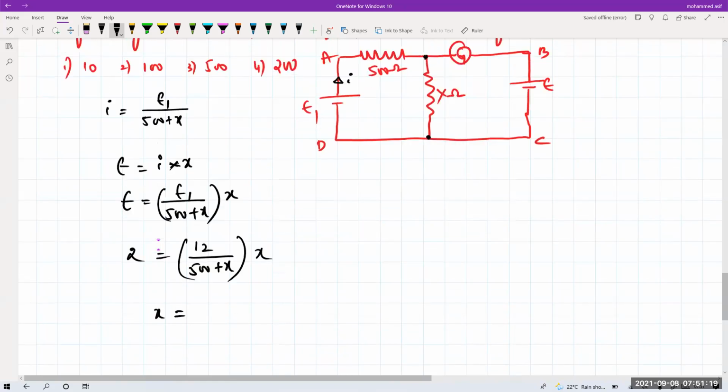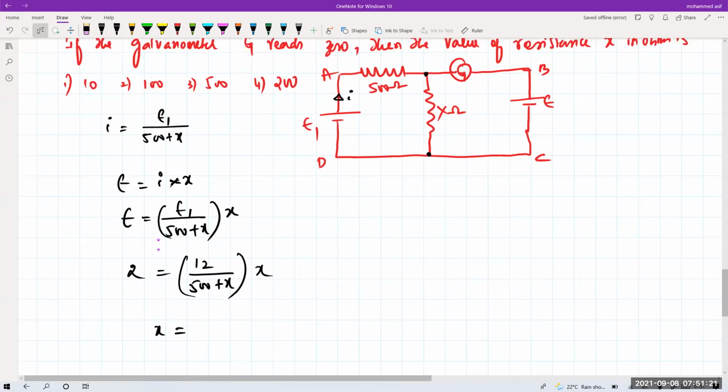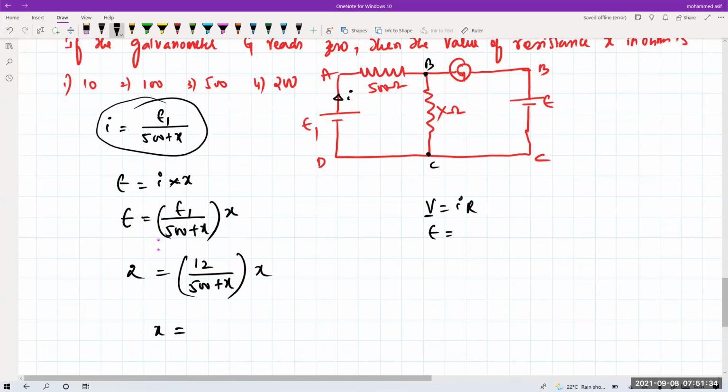See, I directly took this one because B and C, here also B and C, there is no current in that one, so this is a parallel combination. I'm directly applying Ohm's law. V is equal to I into R. This V is the capital E, and this I is this current formula. The I value into the resistance. The R value is nothing but your X. That's it.